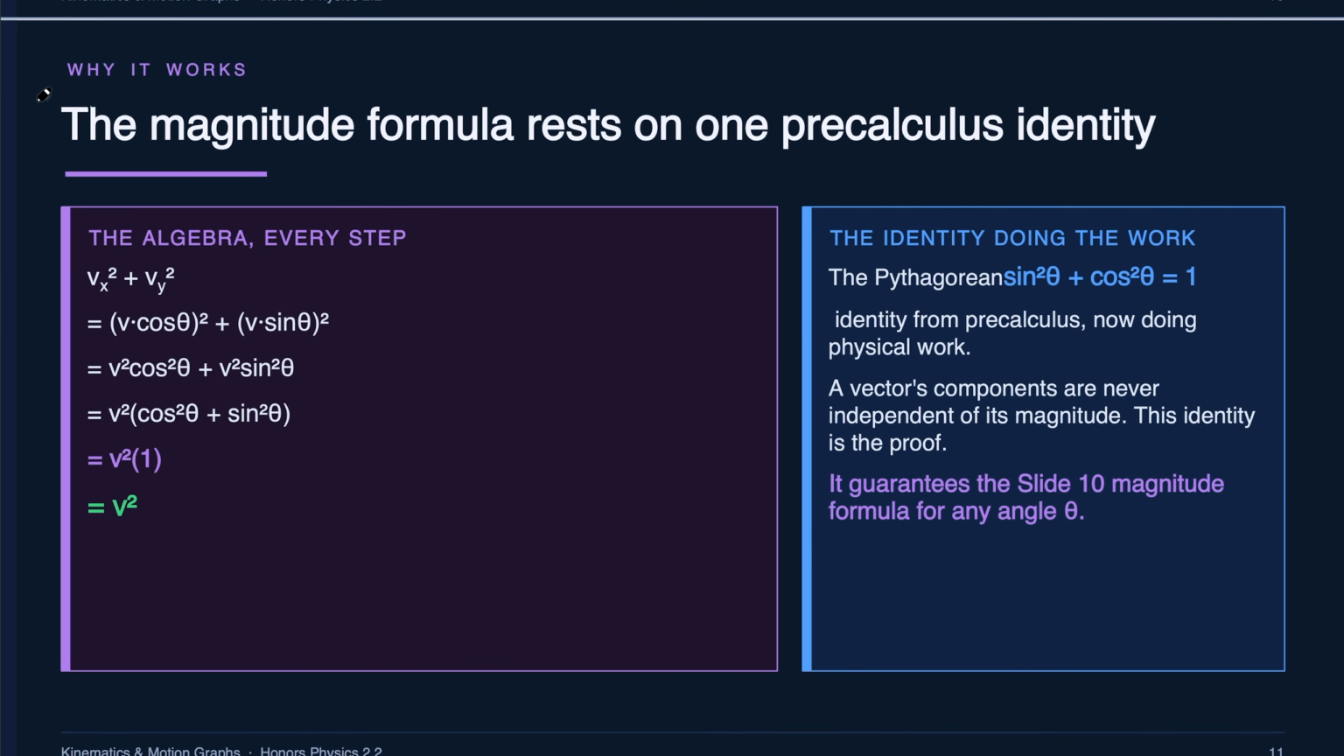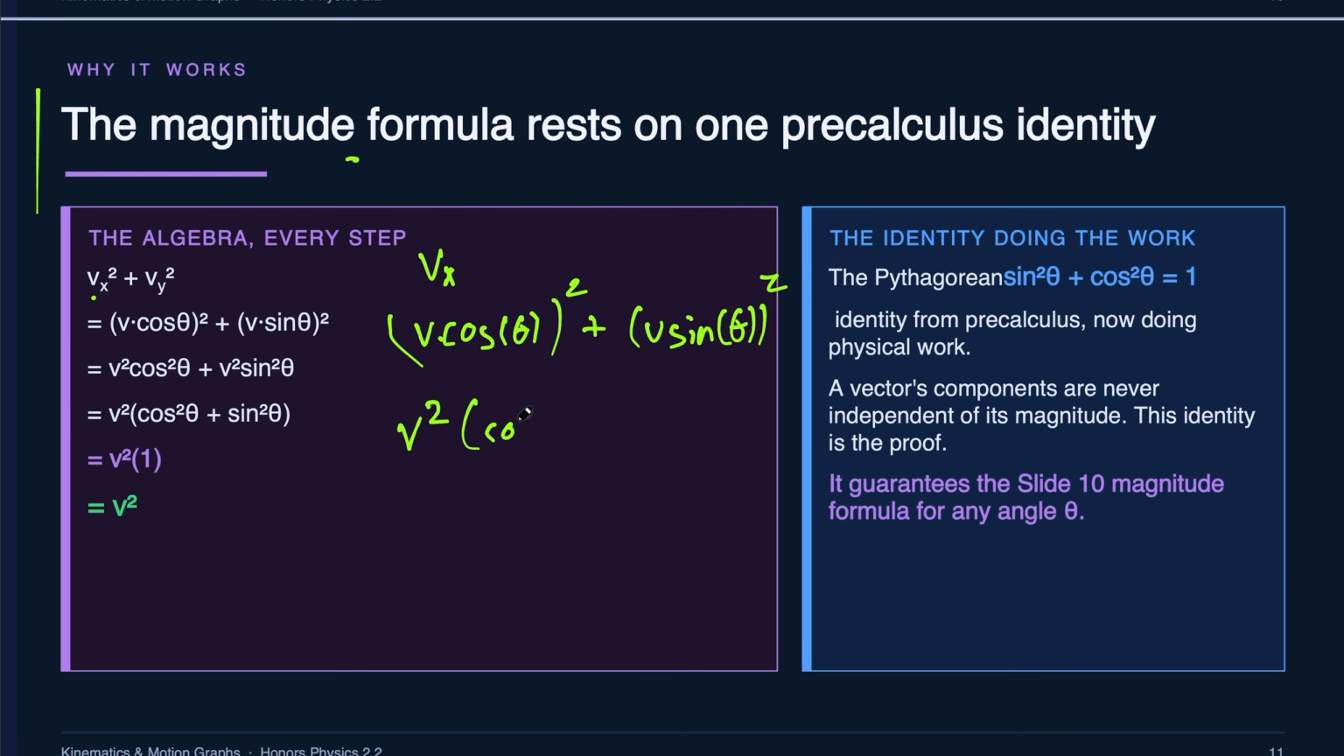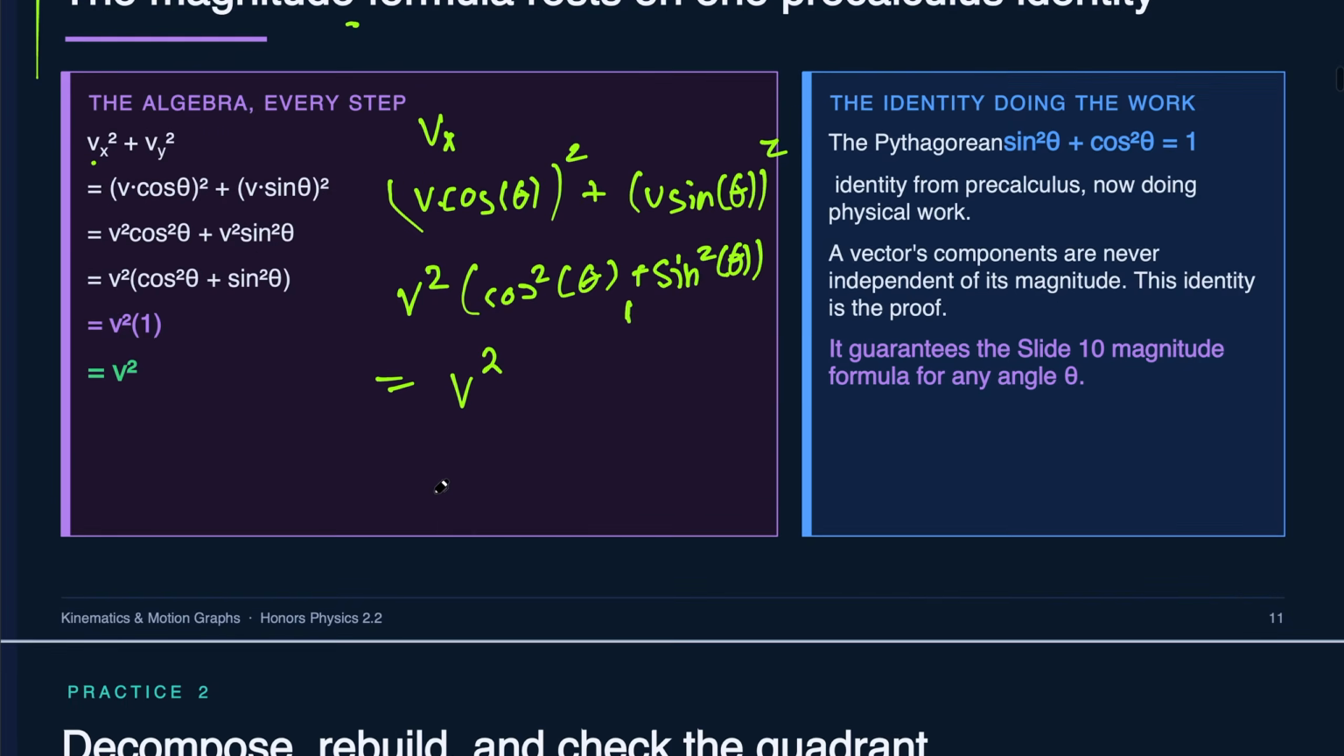Now, the magnitude formula, this is just a cool derivation, right? It's not really too theoretical. It's just something cool to know. If you do Vx, Vx is V cosine theta. So if you square that, and you square Vy, which is V sine theta, you'll be left with V squared times cosine squared theta plus sine squared theta. And you know that this is going to give you V squared, because this is 1, right? If you know from pre-calc or algebra 2. So just a neat little identity.